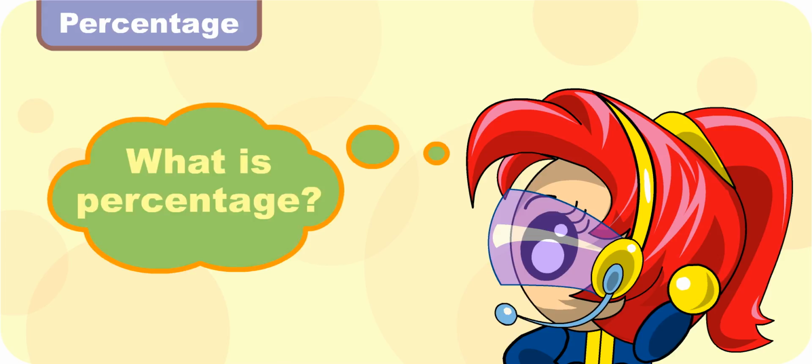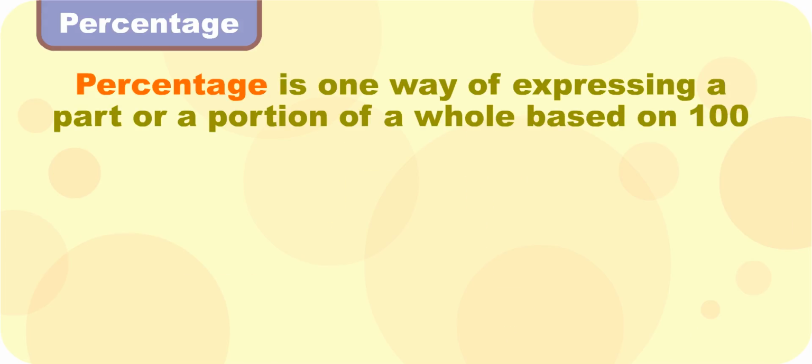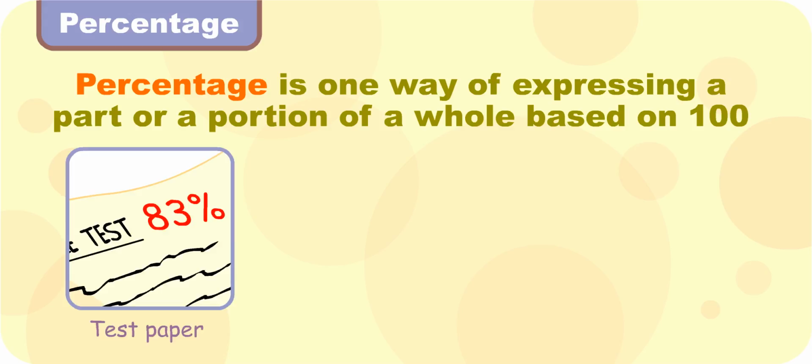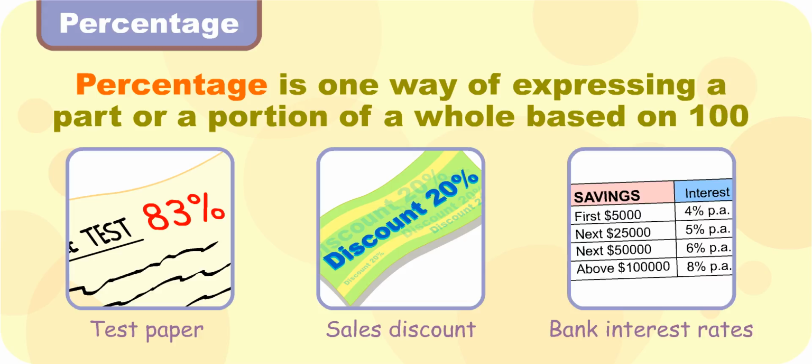So what is percentage? Percentage is one way of expressing a part or portion of a whole based on 100. Some daily examples will be like the marks you score in your tests and exams. Example, 83%. Sales discounts, example, 20% off. An interest rate that the banks offer when you put money in the bank to save or when you borrow money from the bank. Example, 4% interest per annum.